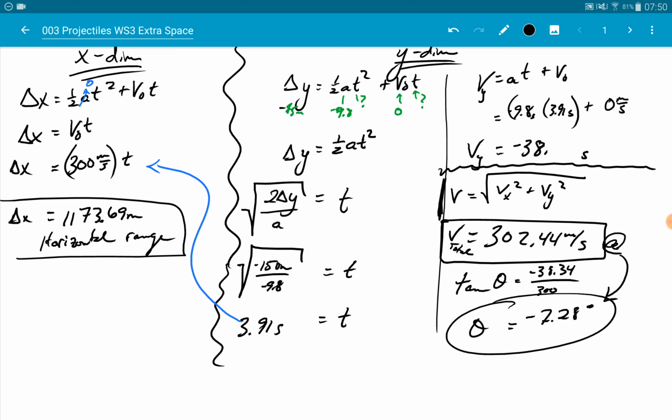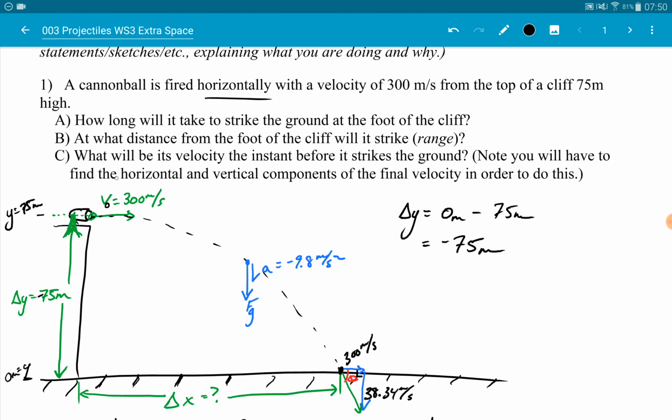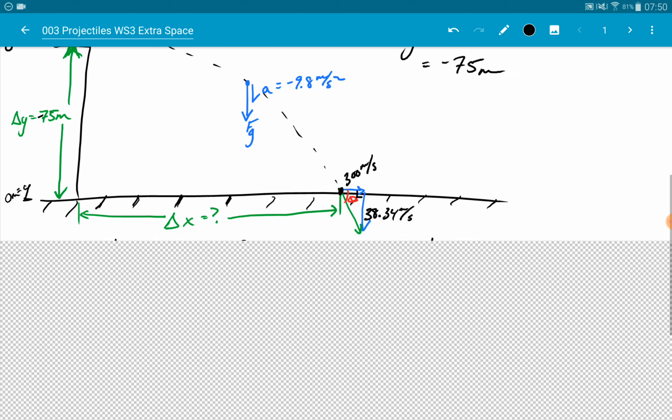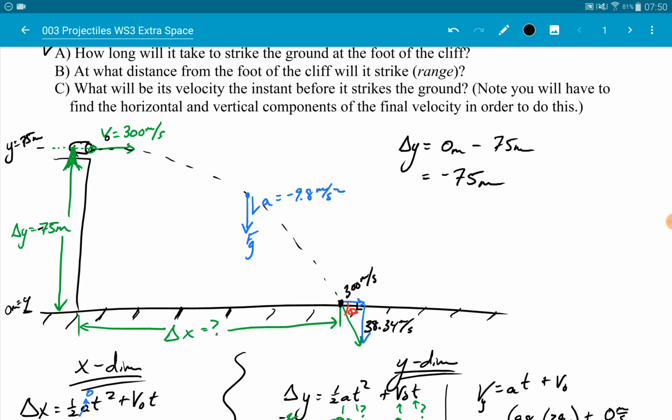Yeah. And so let's reread the problem. Make sure I got everything here. We got the velocity. So how long would it take to strike the ground? Oh, I didn't actually put a box around that because I forgot that was actually one of my answers there. So yeah, we got that one, distance, and we got how fast.